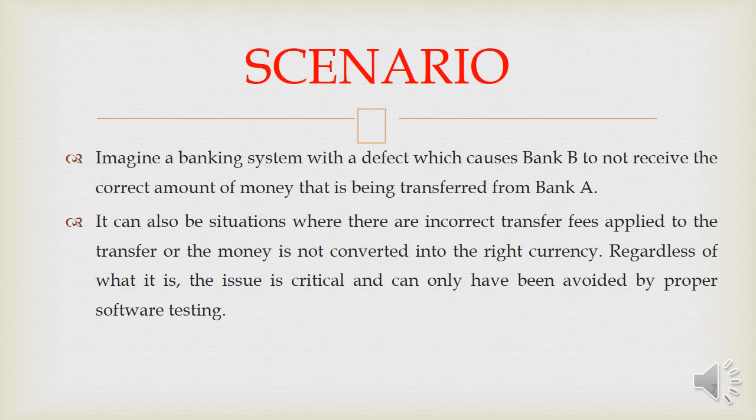We will have a scenario. It's a banking system with a defect that causes bank B to not receive the correct amount of money being transferred from bank A. So from A to B we are transferring money, but it is not correctly deposited. There can also be situations where incorrect transfer fees are applied to the transfer, or the money is not converted to the right currency. Regardless, the issue is critical, and that can only be avoided by proper software testing. We have to know where the error occurs.